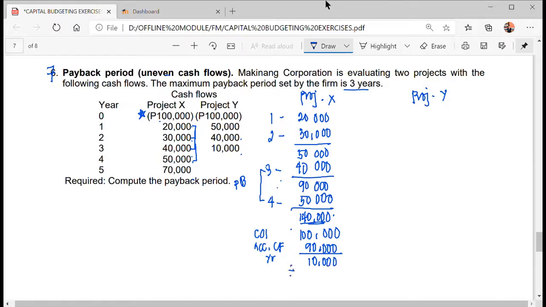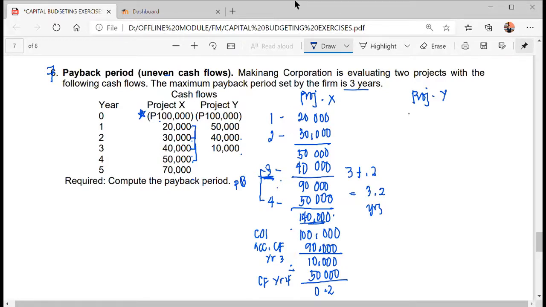And we will divide this one by the cash flow in year 4. Pila may cash flow sa year 4? 50,000. Okay, so 10,000 divided by 50 is 0.2. So therefore, what is our payback? So you have 3, kay kaniman itong full year, 3 years plus 0.2. So that is 3.2 years. Okay, so nga na. So pwede siyang alam-alamon.